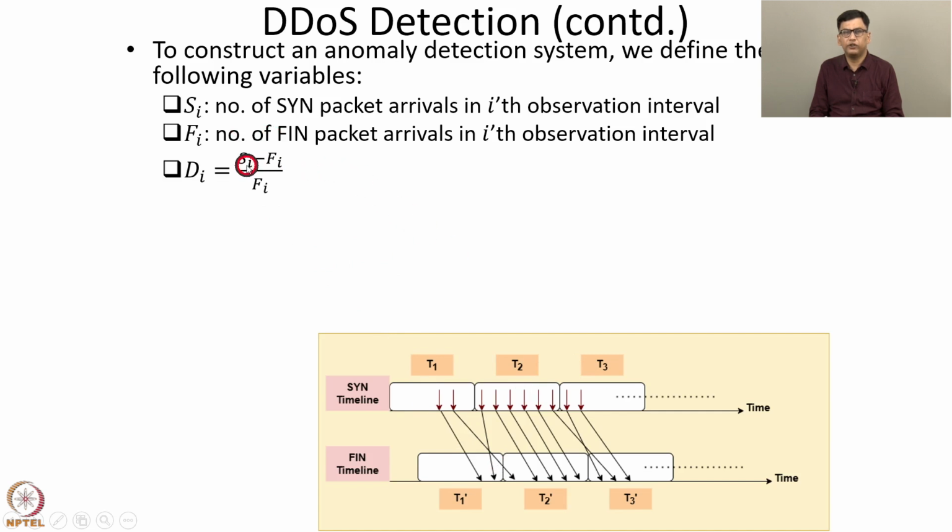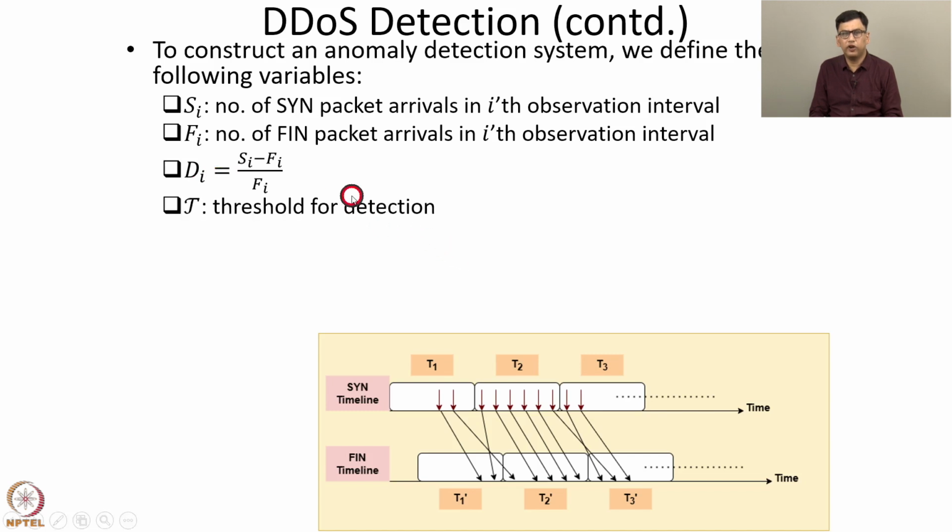Define Di to be the ratio (Si minus Fi) by Fi. So if the number of SYN packets and the number of FIN packets is the same, then Di will be 0. When a SYN flood attack happens, then Si will be much larger than Fi, so Di will be a large positive amount. So that is what we have to detect. If Di is close to 0, then it is normal operation. But if Di is a large positive amount, then it is indicative of a SYN flood attack.